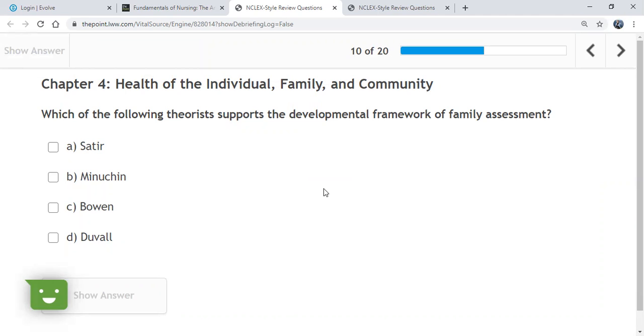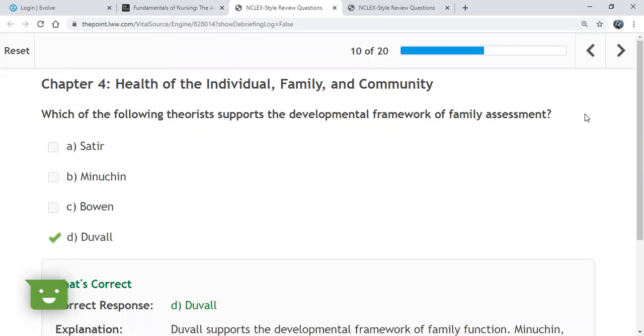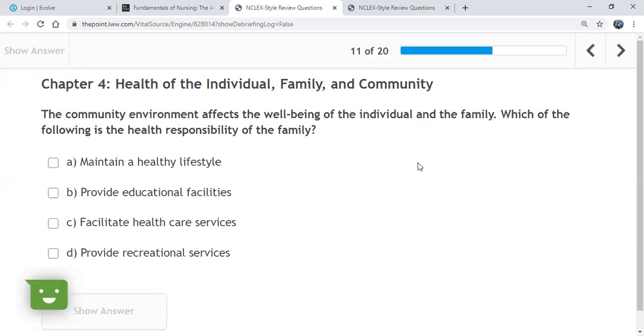Duval, is that what you said? I think it's D. I think so too. I think it's B. Okay, Duval. Duval will not let your family fall. Exactly.